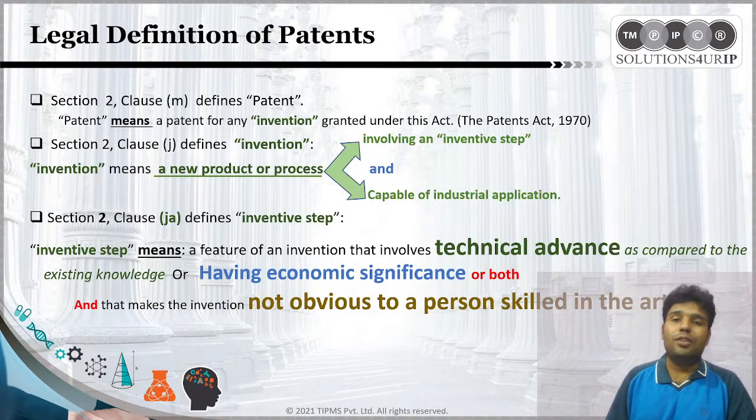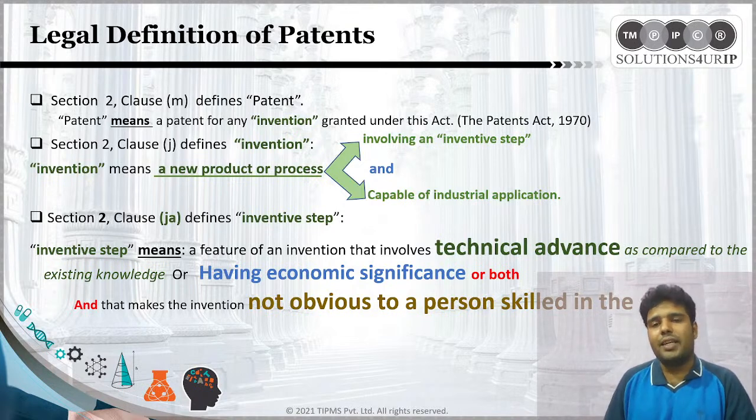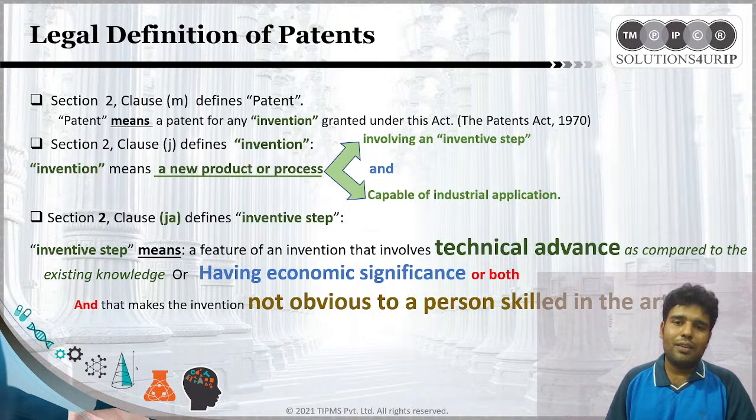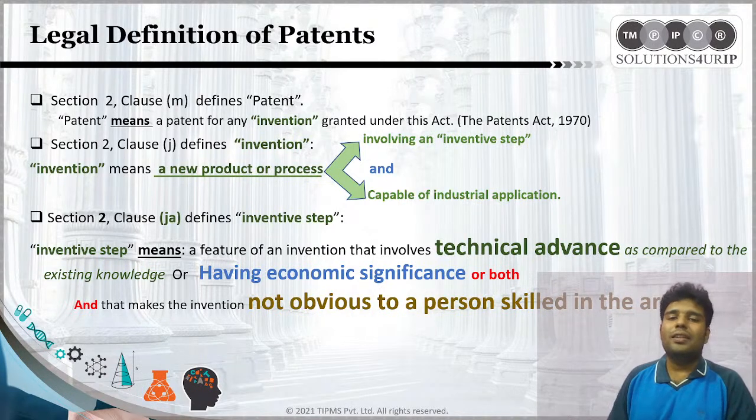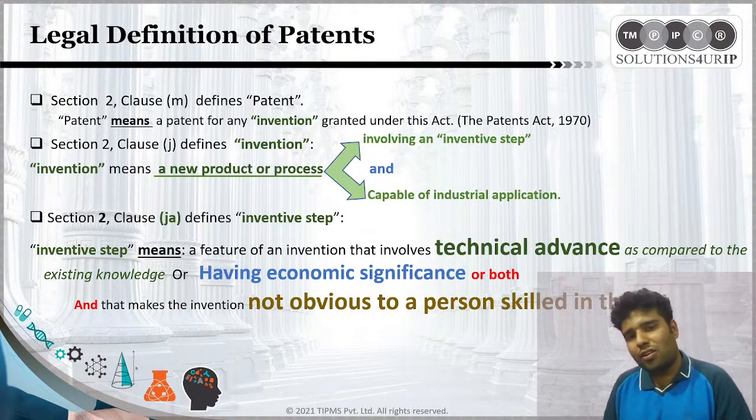What experiments would establish the technical advancement? You have to assess as a patent lawyer and include it in the patent draft, which is also called the patent specification. So in the patent draft, this inventive step should be realized in the form of either technical advancement or economic significance.